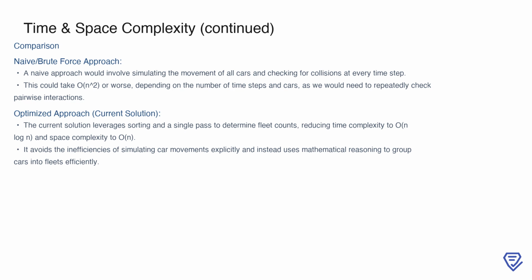In contrast, the current solution uses a much more efficient strategy. By sorting the cars and leveraging a single pass to determine fleets, we reduce the time complexity to O(n log n), and the space complexity to O(n). This avoids the inefficiencies of explicit simulation and instead uses mathematical reasoning to group cars into fleets quickly and effectively.